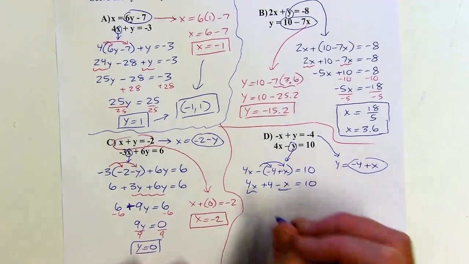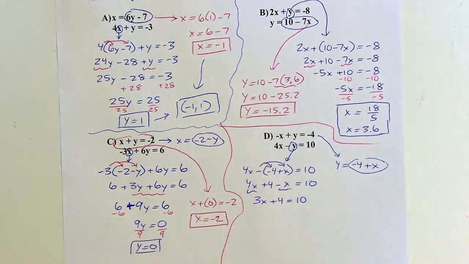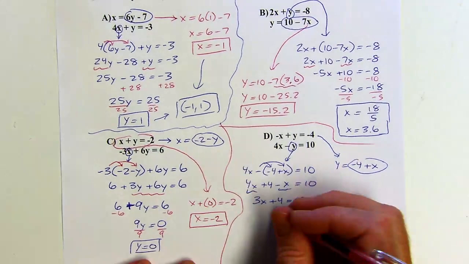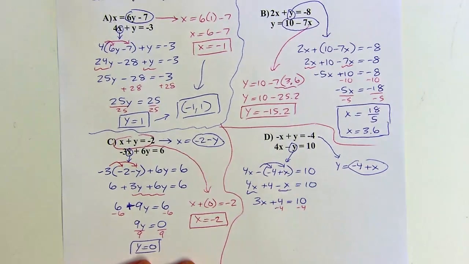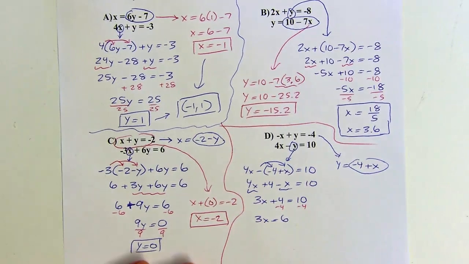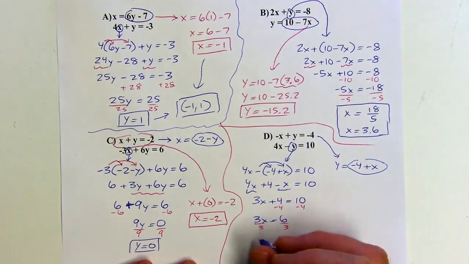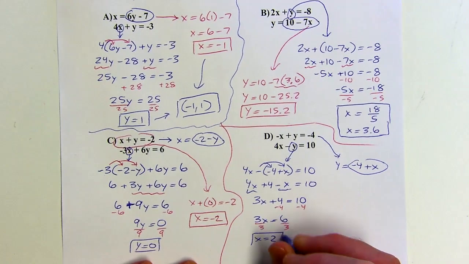I got those two x terms on the left. I can combine into 3x. All right, now I'll subtract 4. So 3x equals 6. Dividing by 3, I get x equals 2. Okay, there's half of my solution.